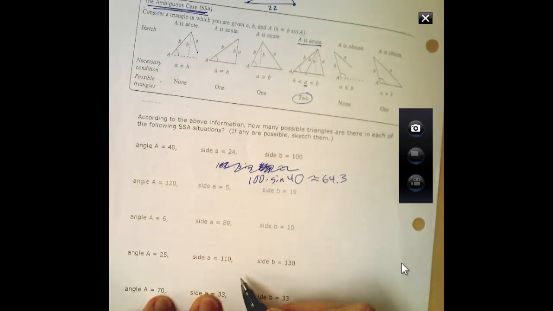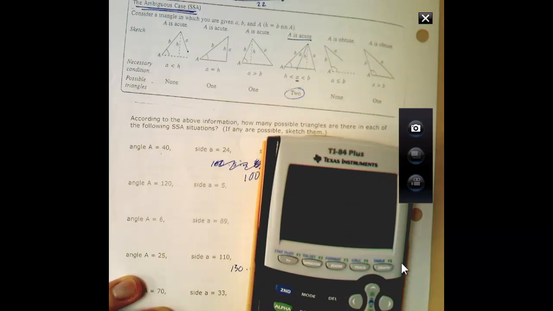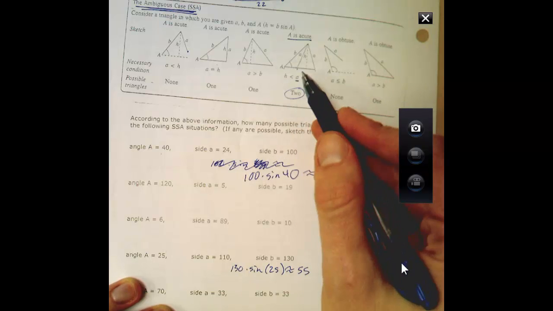And this one was the ambiguous case. I'm trying to remember, but anyway, we could just figure it out. We could say B times the sine of 25 is equal to approximately 55. All right, so we definitely have an H of 55, which is less than A, which is 110, which is less than B, 130. So this is the deal with the fourth one.